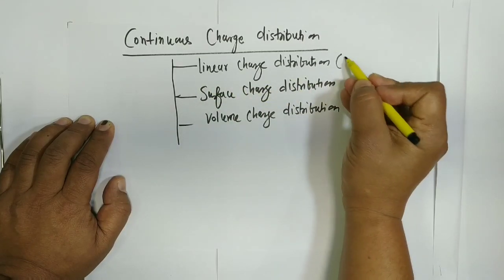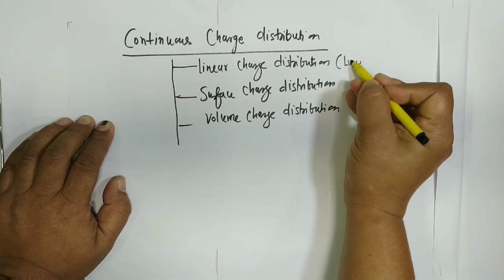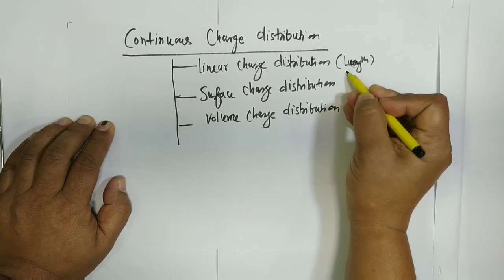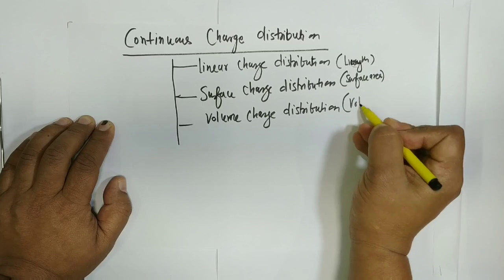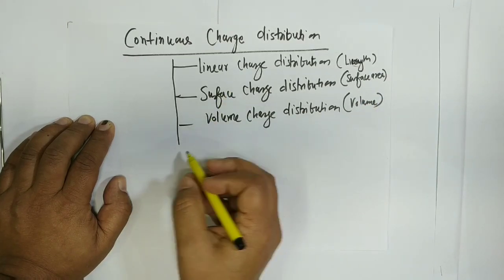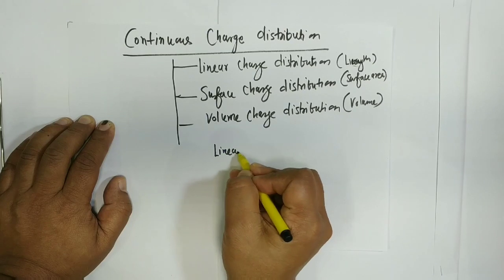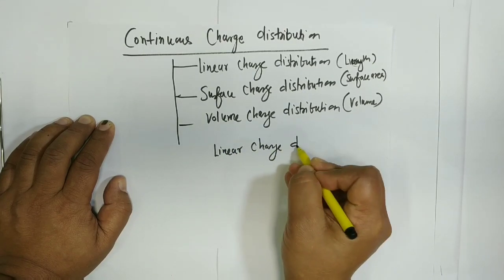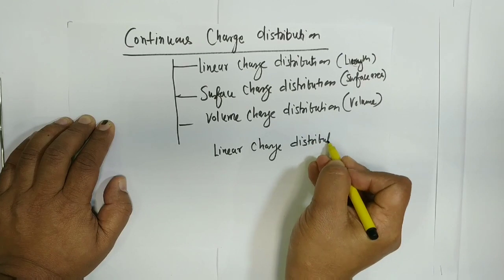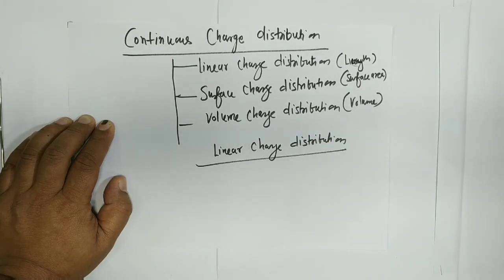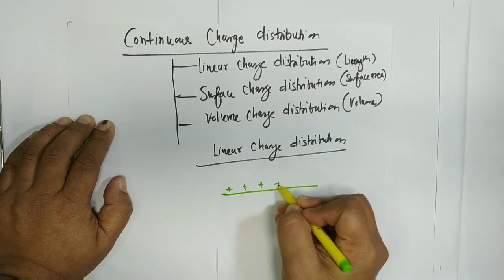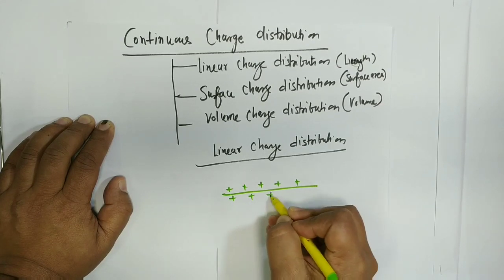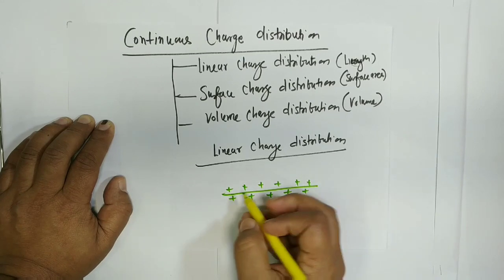So linear means with respect to length. Then surface means area. Then volume. Okay, the linear charge distribution. We'll talk about the linear charge distribution. Simple. When the charge is distributed with respect to length. Say there is a wire or any linear body. So charge is distributed like this, on the surface of the body.